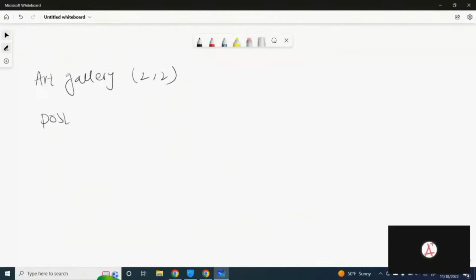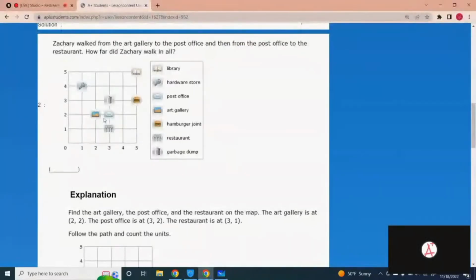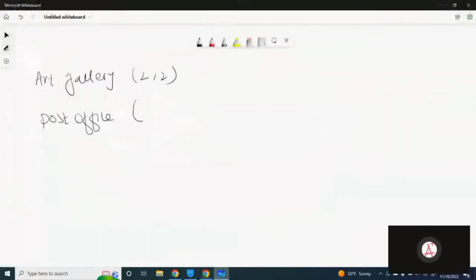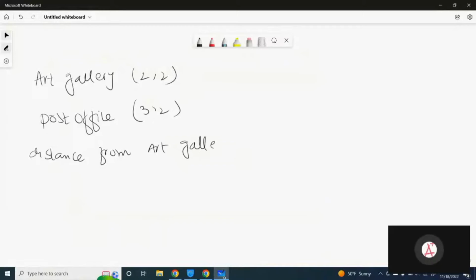Then the coordinates of the post office are, here is the post office. The x value is 3 and the y value is 2. Got it? That means the distance from the art gallery to the post office is, they have the same y value, so just subtract their x values. So it would be 3 minus 2, just 1 unit.